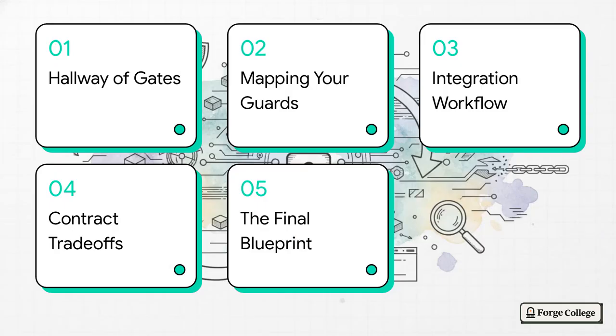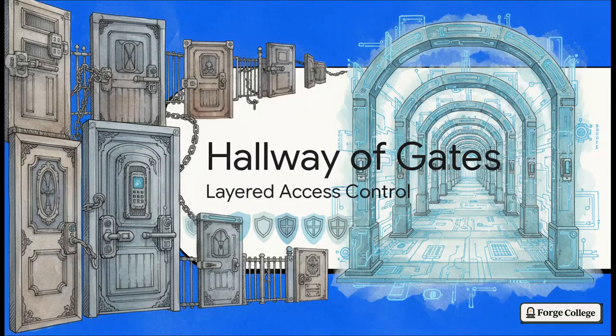Okay, here's our agenda for today. First up, the hallway of gates. Then, mapping your guards. Third, the integration workflow. Fourth, balancing contract trade-offs. And finally, the final blueprint. Let's get to it. Section 1, the hallway of gates.